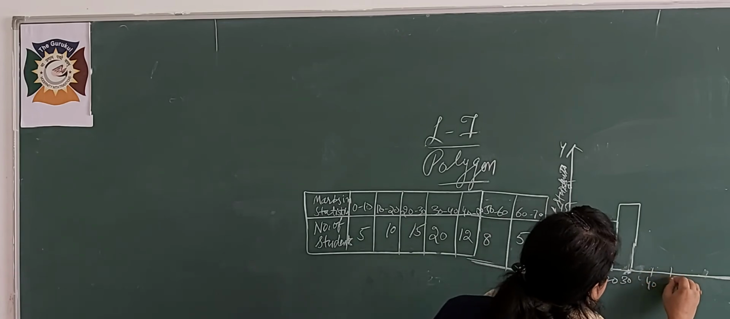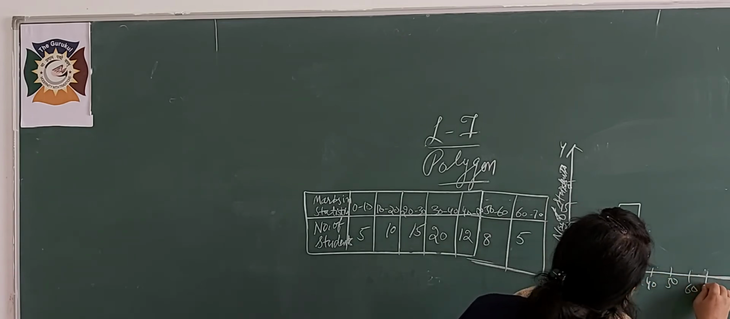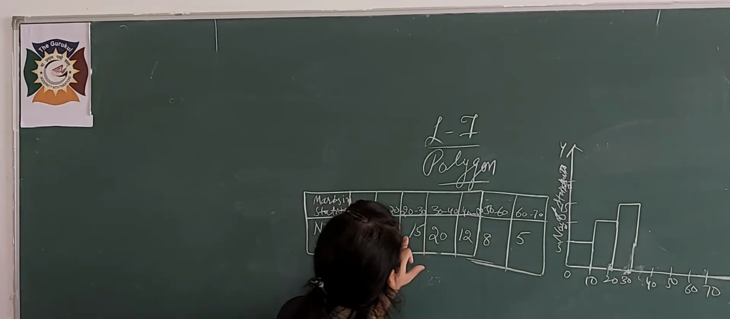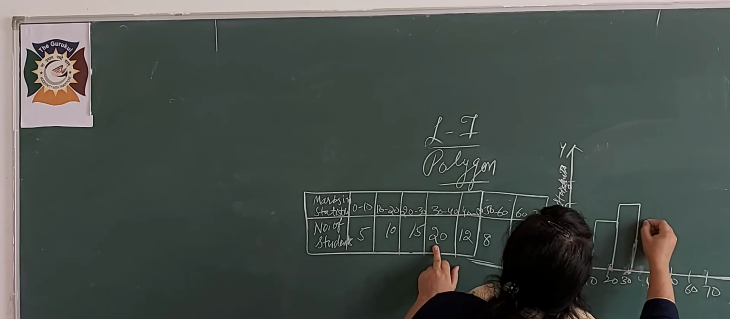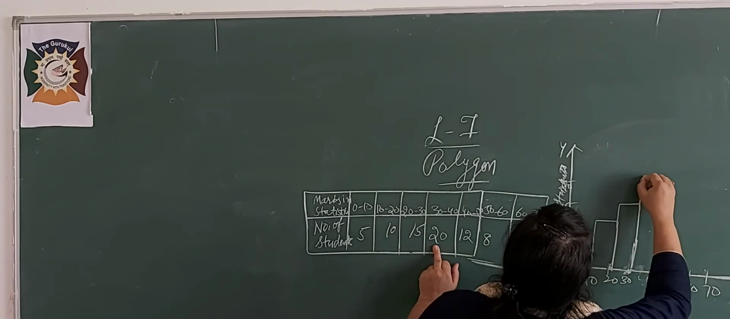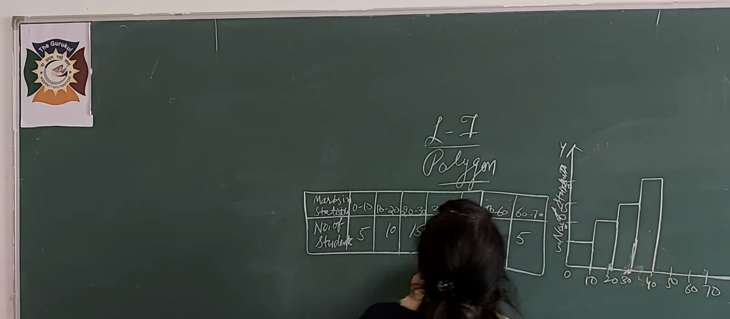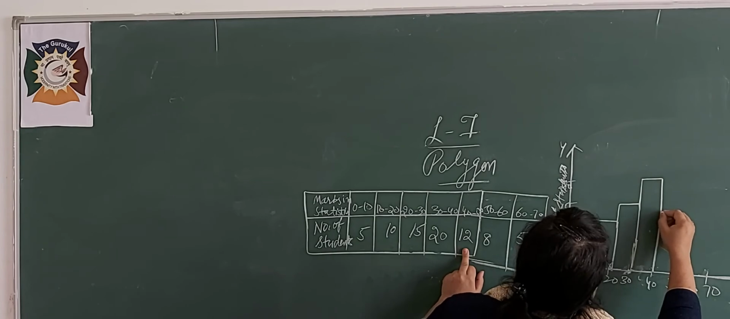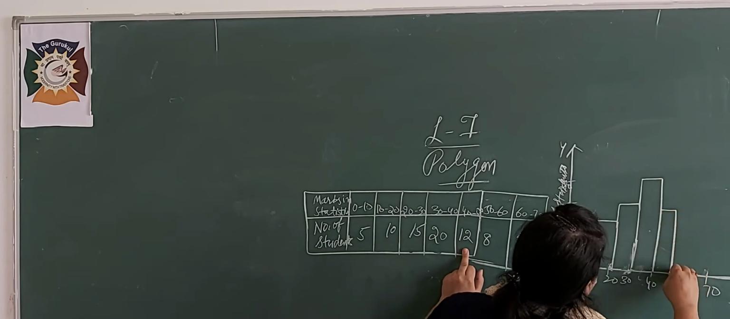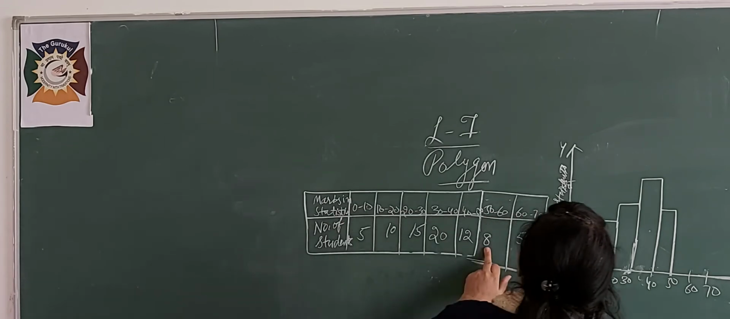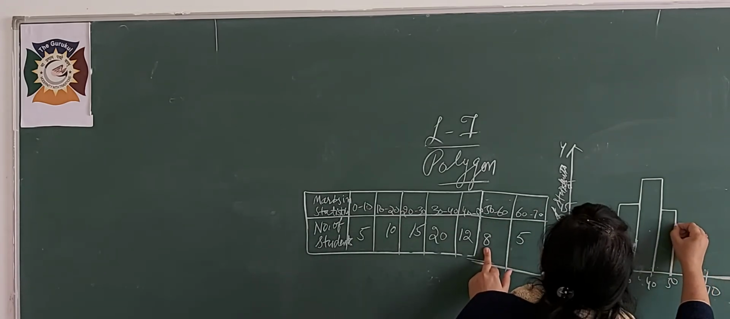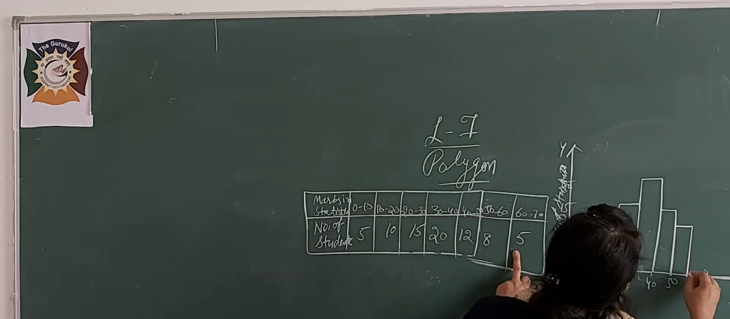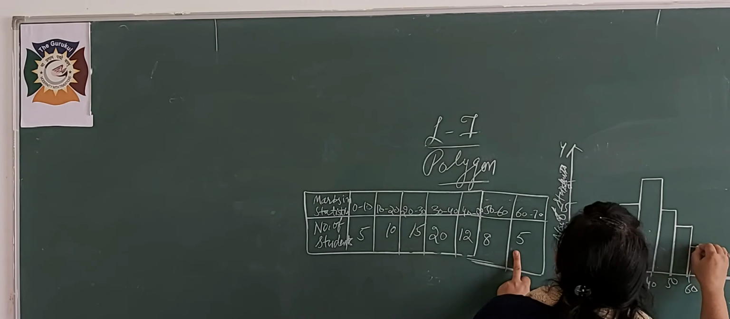40, 50, 60, 70. Next is 30 to 40, that is 20. Next 40 to 50, 12. Next 50 to 60, 8. Next 60 to 70, 5. Okay.